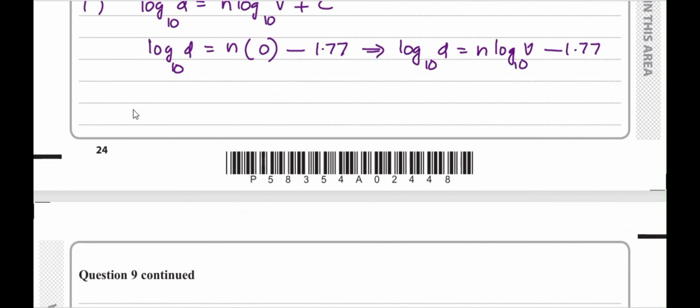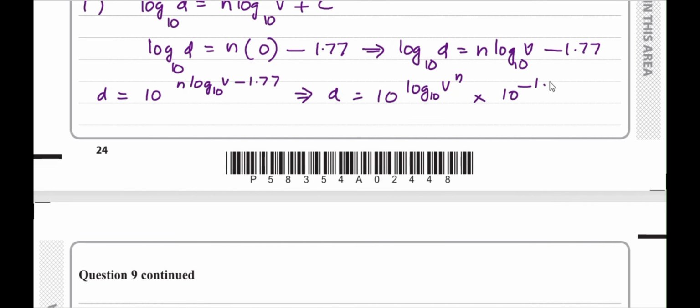Let us now try to remove the logarithm. Therefore, we can write d equals, the base 10 comes to the other side with everything there going as an index, n log v to the base 10 minus 1.77, which can be written as d equals 10 to the power of, let's bring this n as an index of v. Therefore, we will be writing this as log v to the power of n to the base 10 and then times 10 to the power of minus 1.77.